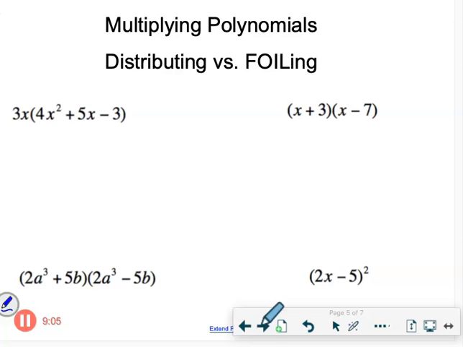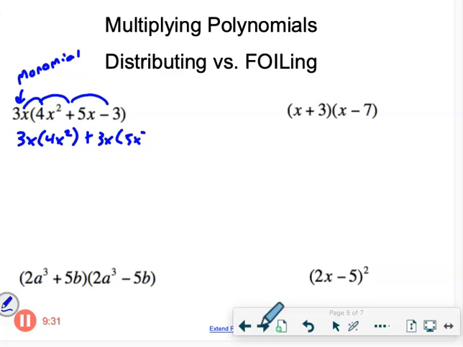Okay. And then we got into multiplying polynomials. So sometimes that means distributive property, sometimes that means FOIL, which still is distributive property. So if there's only a monomial, so that's just one term, outside, what we do is we distribute it to everything on the inside. So 3x has to get multiplied by 4x squared, and 3x has to get multiplied by 5x, and 3x has to get multiplied by negative 3.